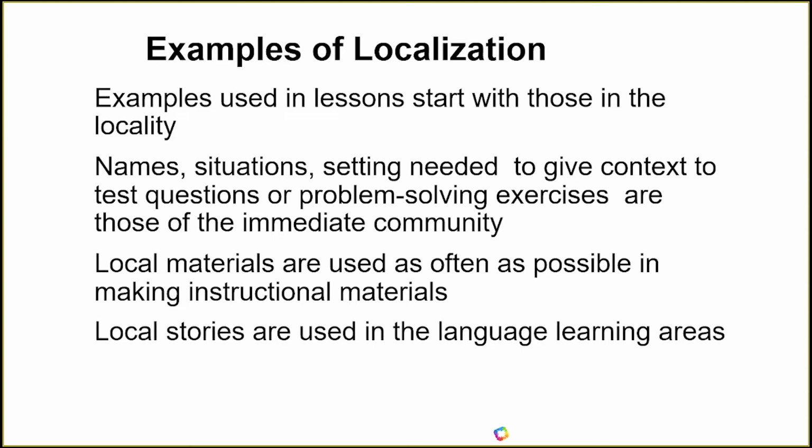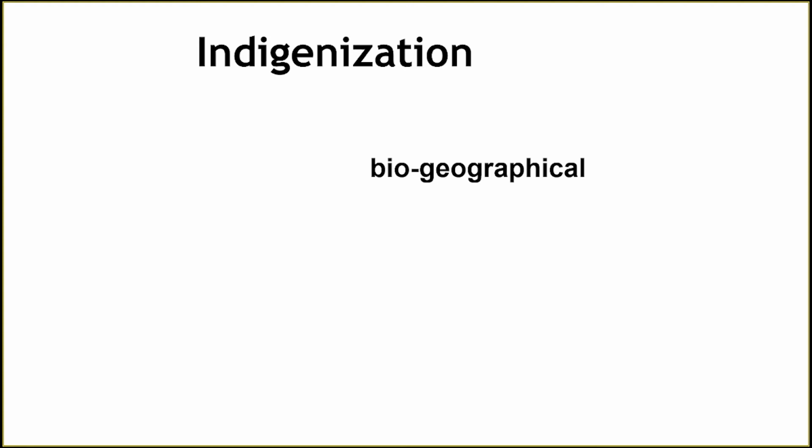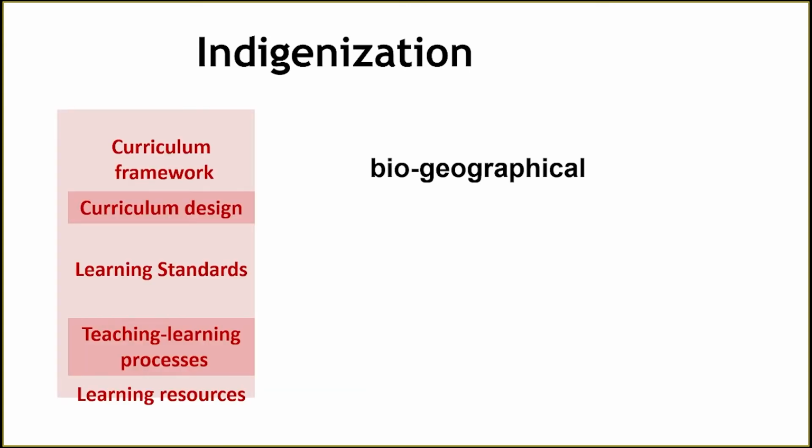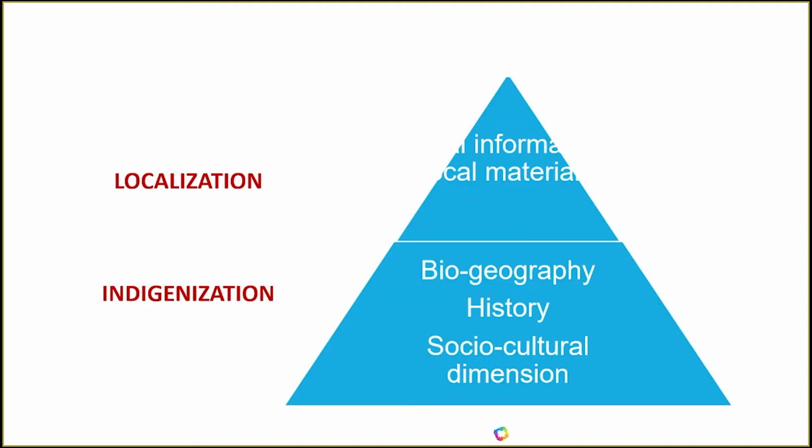Local stories, like stories in the community, then use the language used in the language learning areas. Then translating a story written in one language to the language of one's learners to use in MTB-MLE. For indigenization, you look at the curriculum framework, curriculum design, learning standards, teaching-learning processes, learning resources. Then all these things we try to relate to our biogeographical, historical, and socio-cultural situation. So in indigenization, there is biogeography, history, and the socio-cultural dimension. While for localization, it is only local information or local material. So in a sense it is lower in terms of degree.